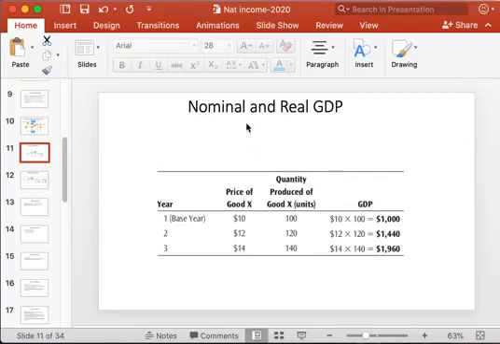The sum total of GDP, sum total of good produced, taking an example of just one good here, which is good X here, and it's equal to $1,000 here. And for the second year, the GDP is 1,440. For the third year, it is 1,960. And if you observe here, the price of good X is increasing, and also the quantity of good X is increasing.